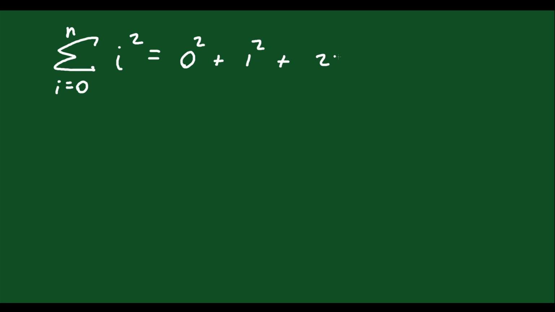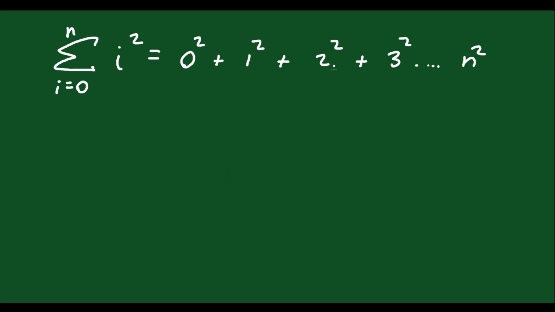Let's say we're asked to make a function for the following sum. So we're given the sum from i equals 0 to n of i squared. What does this mean? Well, it means that you start with an i value of 0, so 0 squared, plus 1 squared, plus 2 squared, plus 3 squared, and that continues until you get to n squared. Okay, that's what that means.